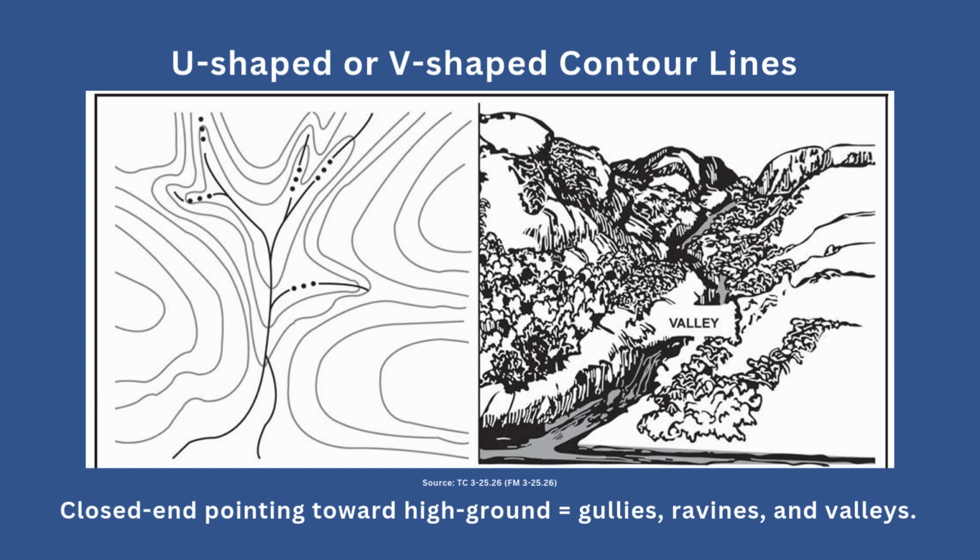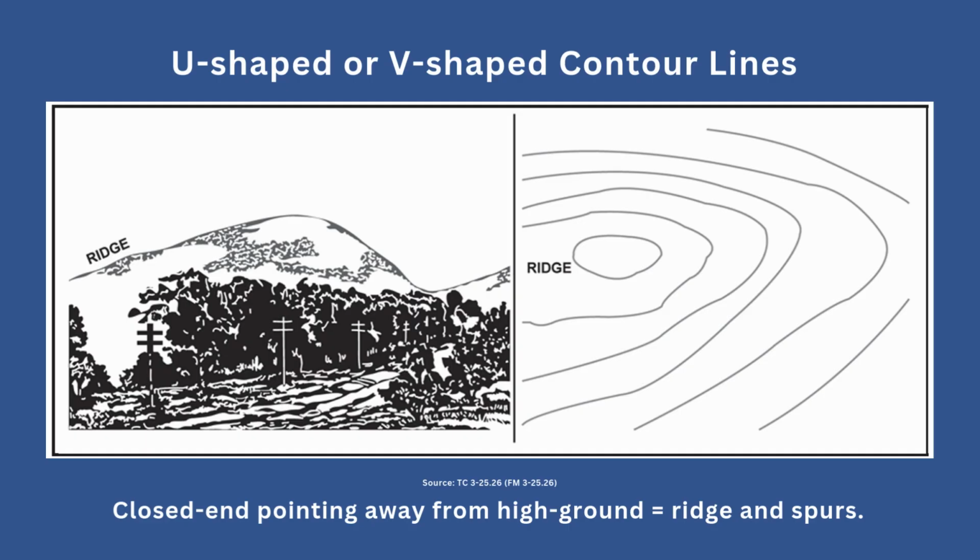Contour lines in a U-shaped pattern indicate rounded gullies, and V-shaped lines indicate sharp valleys and gullies. The closed end of the contour line, U or V, always points upstream or toward high ground. Conversely, contour lines in a pattern of V's and U's pointing downhill indicate ridges and spurs. A ridge is a sloping line of high ground. The centerline of a ridge typically has low ground on 3 sides and high ground on 1, with varying degrees of slope.